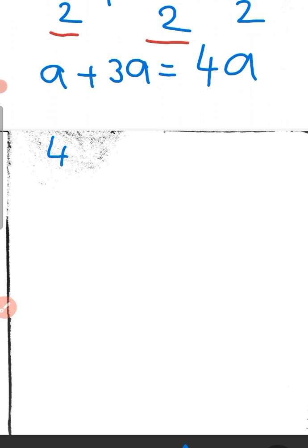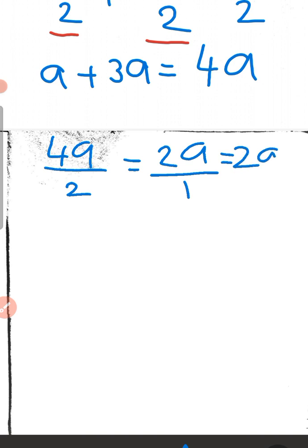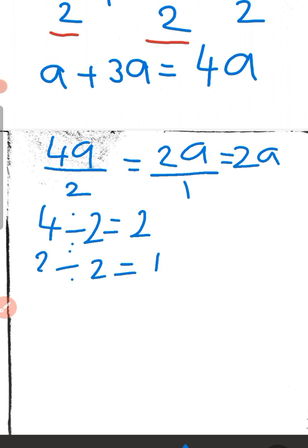Now 4a by 2. We can simplify this because in 4 and 2, 2 is common. അപ്പോൾ 4നെ 2 കൊണ്ട് ഡിവൈഡ് ചെയ്യുക. അപ്പോൾ നമുക്ക് 2 കിട്ടും. 2നെയും 2 കൊണ്ട് ഡിവൈഡ് ചെയ്യുക. 2 divided by 2 is 1. So our answer is 2a by 1 which is equal to 2a. Okay. 4 divided by 2, 2. 2 divided by 2, 1. Here we can simplify 4 and 2. So our final answer is 2a.